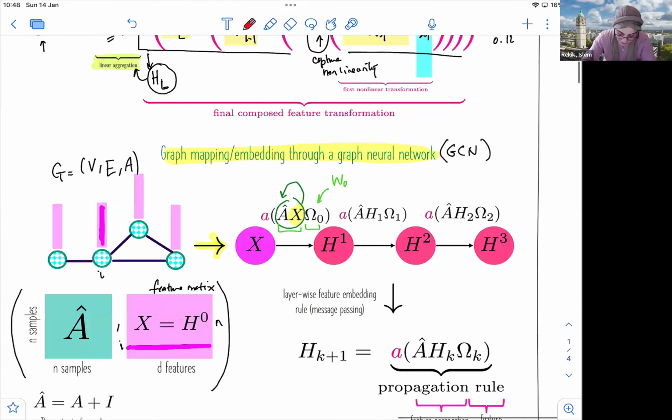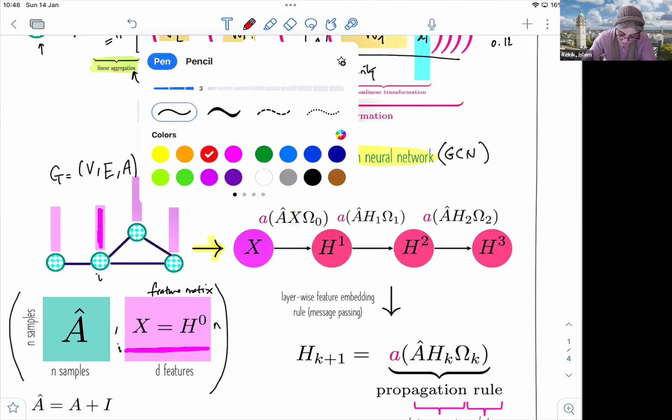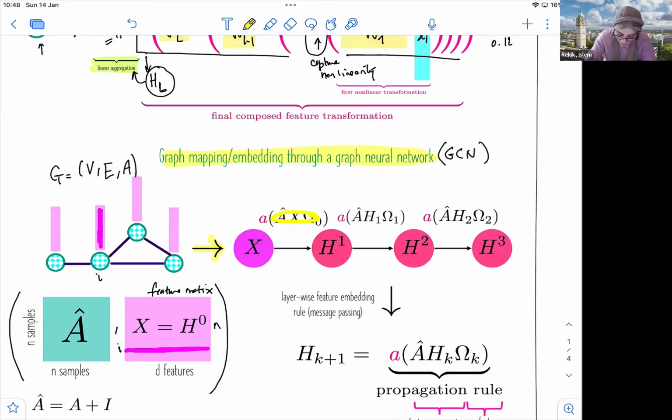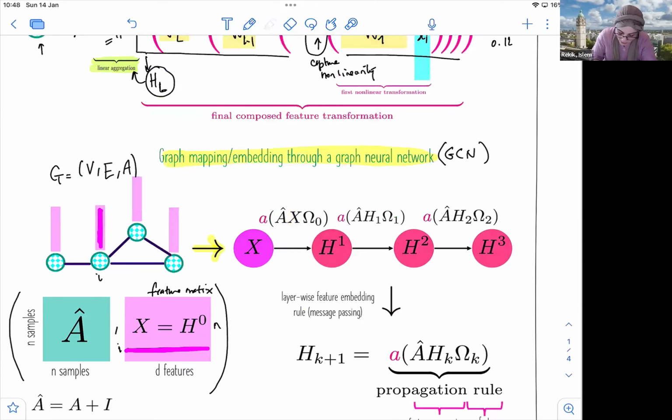But the idea here is that we have this first transformation that we apply. As we apply this transformation, we're going to get the node embeddings. These are the node embeddings of the whole graph, okay? So we will update these. These are the node embeddings for layer 1. This is the first layer. And then we repeat that again.